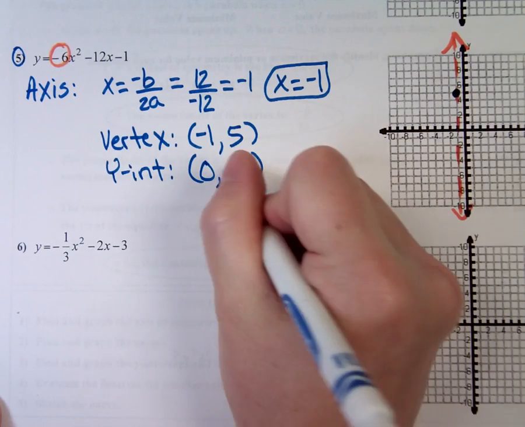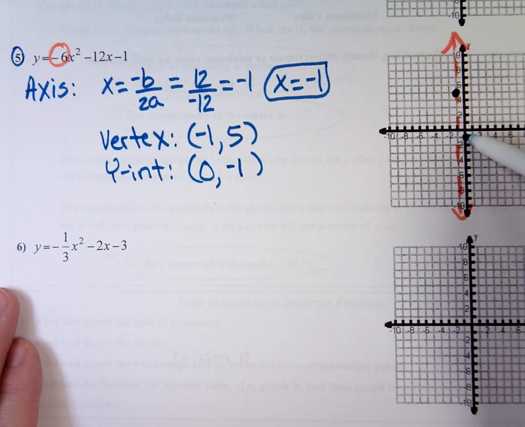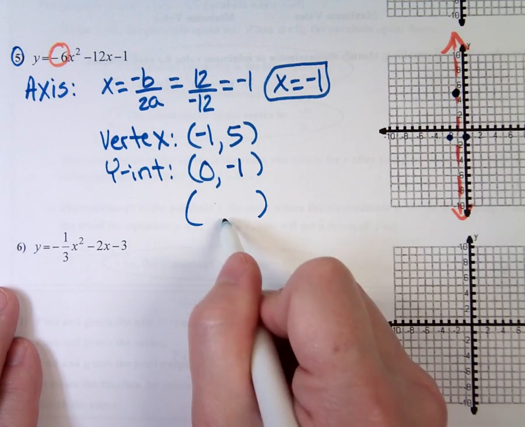All right, so I'm going to plot my y-intercept, 0, -1, and I'm going to flip him. Where would he land if you flip him? -2, -1. Once to the left to hop on the axis, once more to the left to get to his reflection. Okay, I just need to pick some other point.